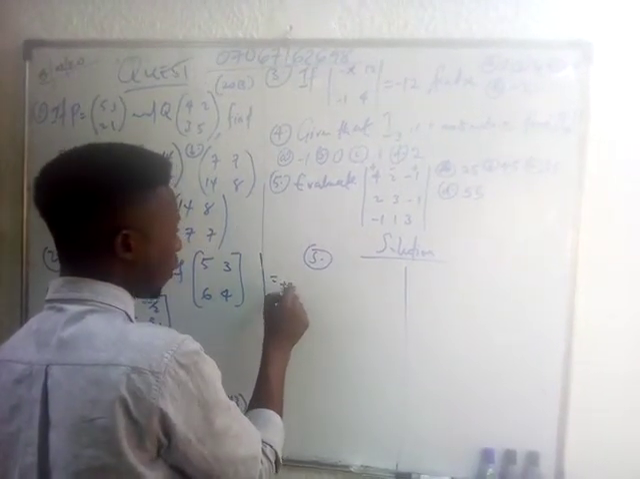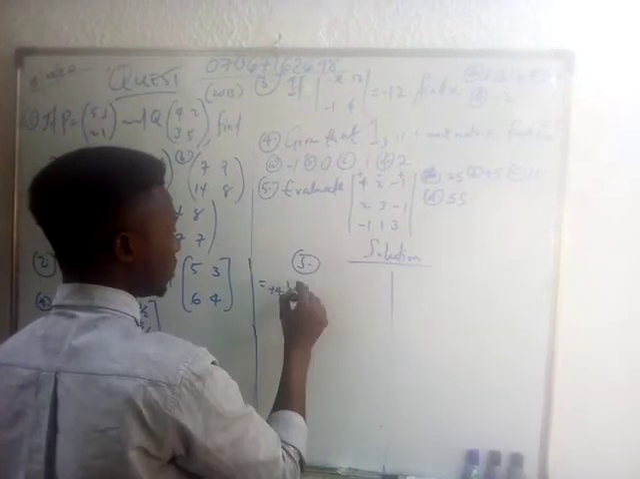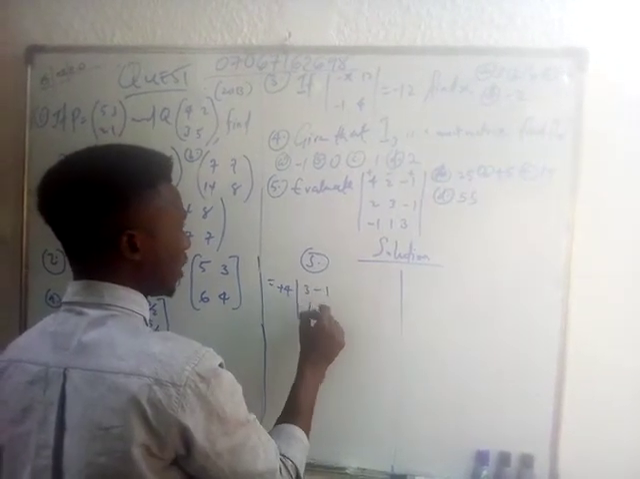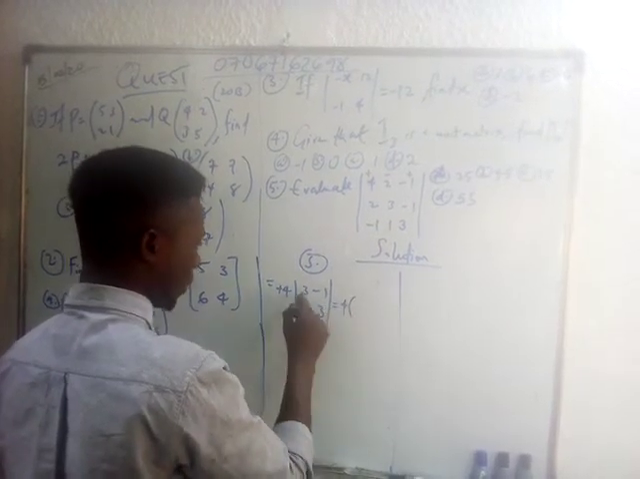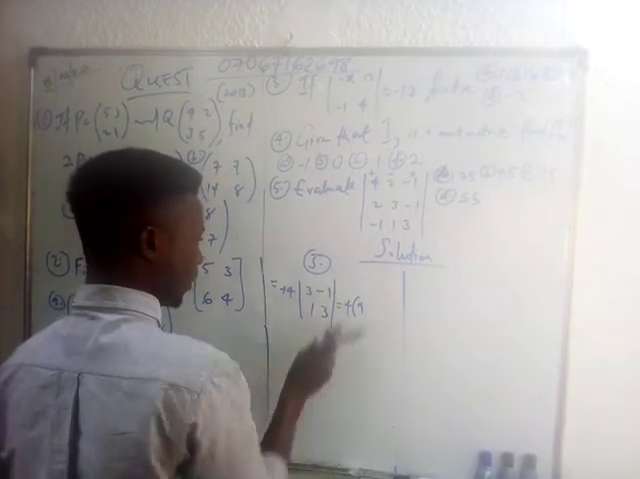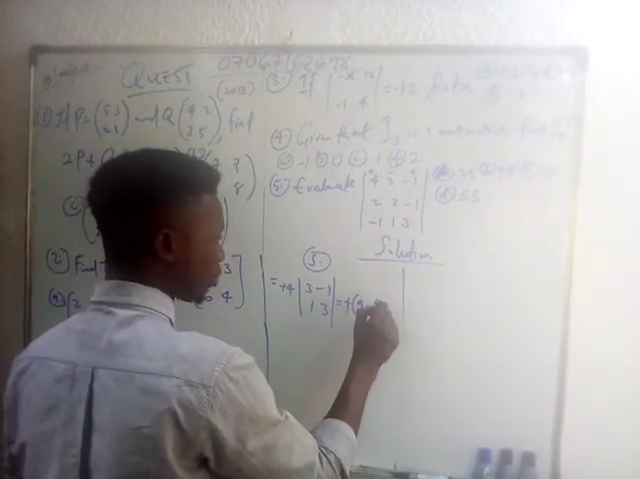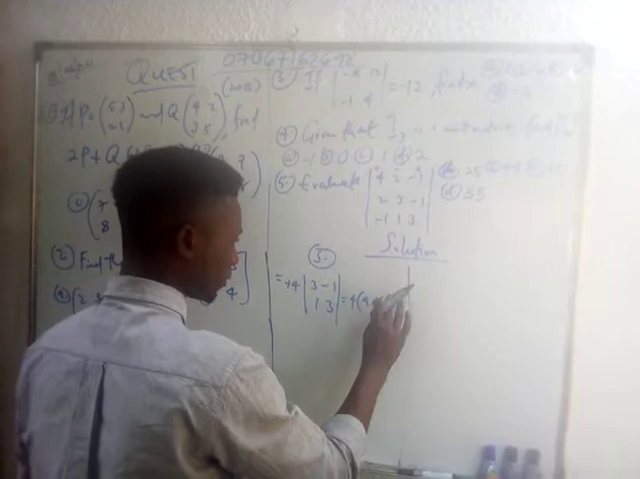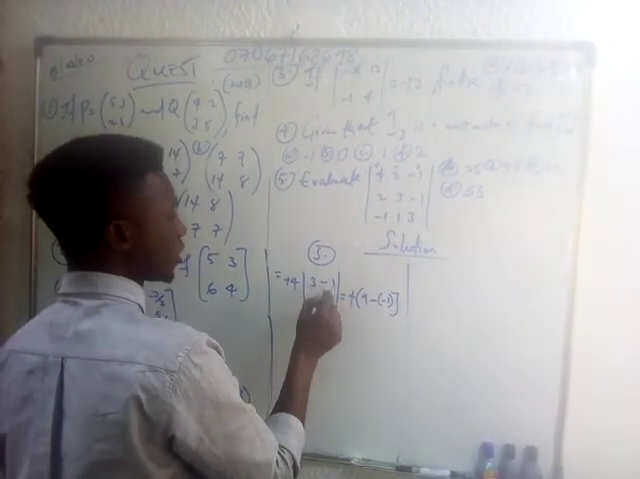that is plus 4 times the cofactor. You have 3, minus 1, 1 and 3. Which means 3 times 3 is 9. Then you are multiplying the other way, it's minus. So minus 1 times 1 is minus 1. Then you move on to the next one.